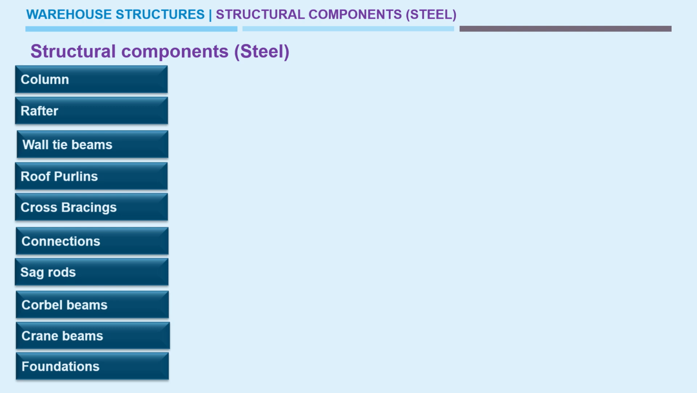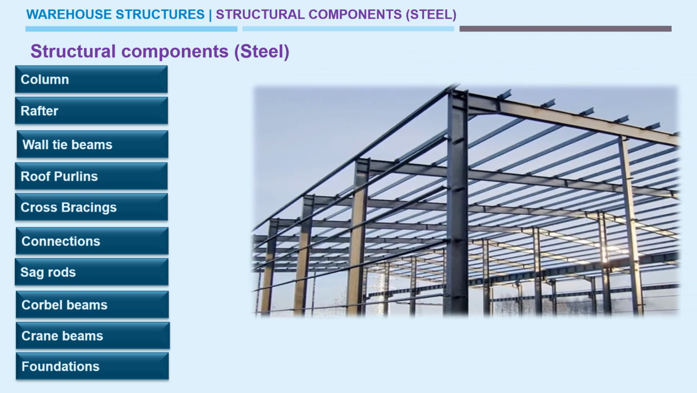building. Finally, the last two, the corbel beams and the crane beams, are applicable only where the building has crane movement or a lifting hook option. For these two provisions only are the corbel beams and crane beams applicable, not for all steel structures for warehouses. So now let me look shortly at what these 9 members are.